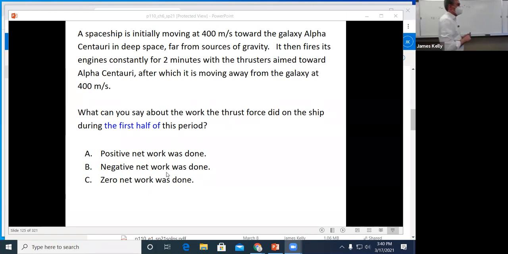So negative work is being done in the first half of the period as it slows down. And then the thrusters keep pushing in the same direction and it starts doing positive work on the ship. Apparently those two cancel out over the full 2 minutes. That gives us zero net work as it speeds back up to the same final speed. Questions about that?